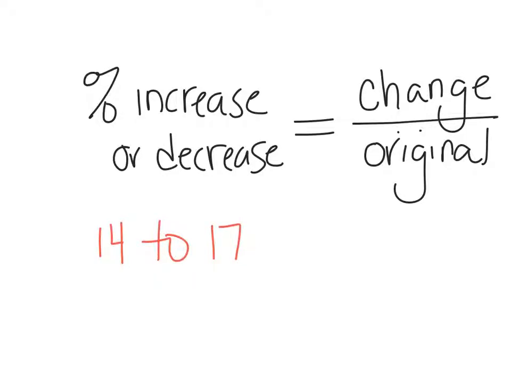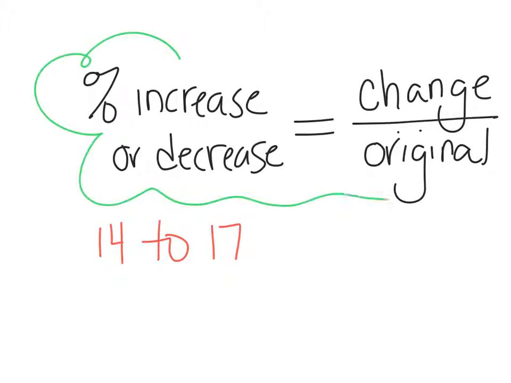In this lesson, we're going to take a look at some examples of how to calculate percent increase or decrease. So the formula for percent increase and decrease is this formula here. Percent increase or decrease equals the change over the original number. So if we start with the number 14 and we increase it to the number 17, obviously this is going to be an increase, because the number is going up.